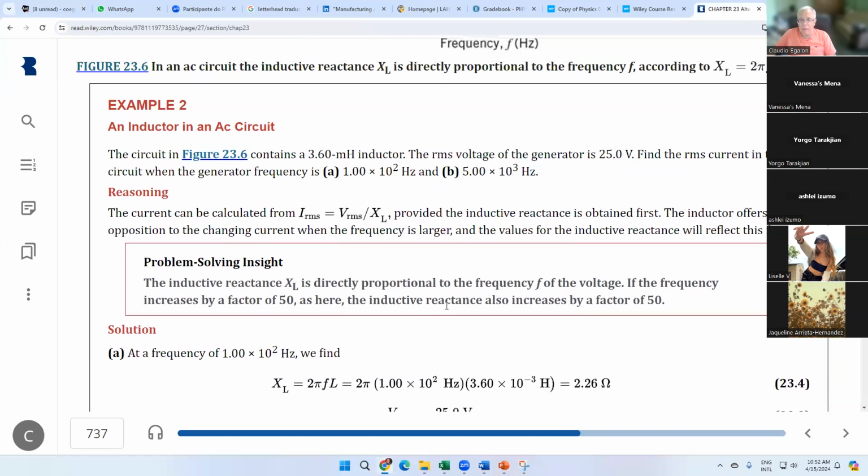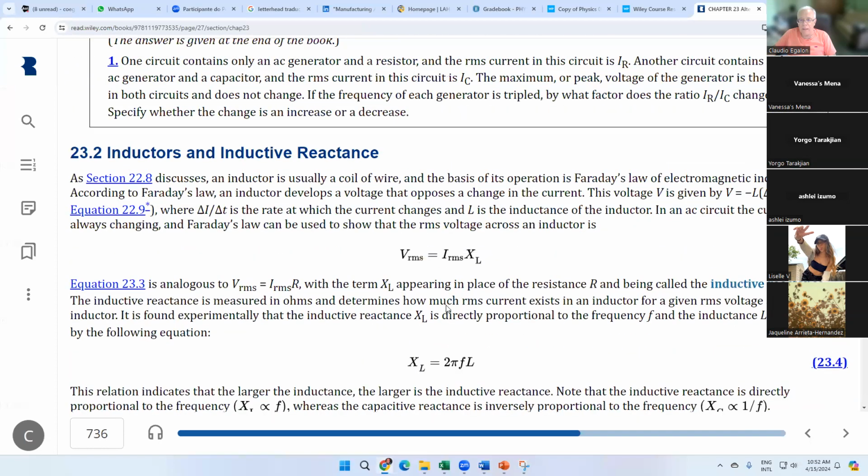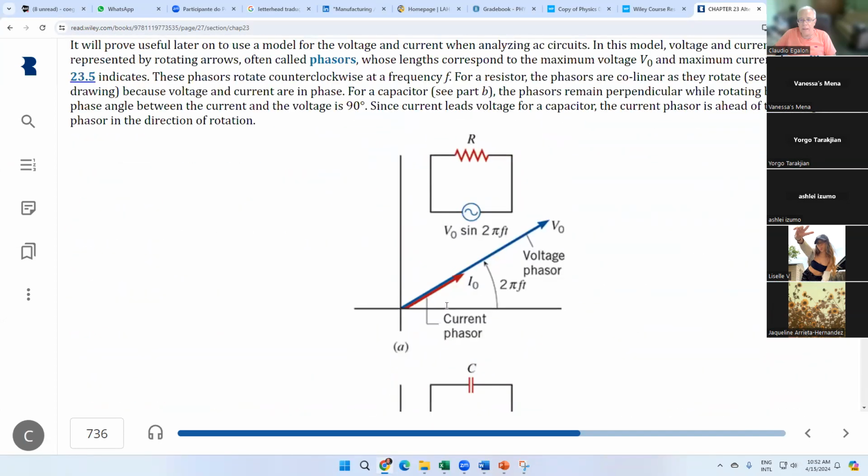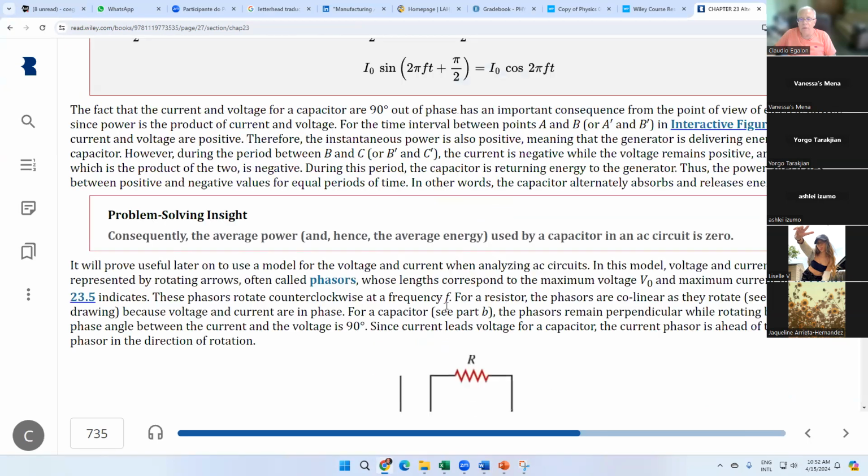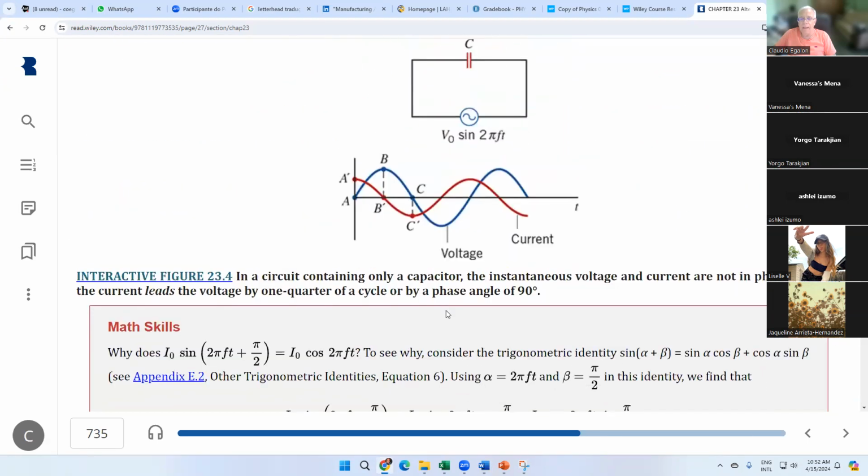So let's take a look at the capacitance. Yeah, here you go, the capacitance. See, it leads by a quarter of the cycle, by a phase angle of 90 degrees.